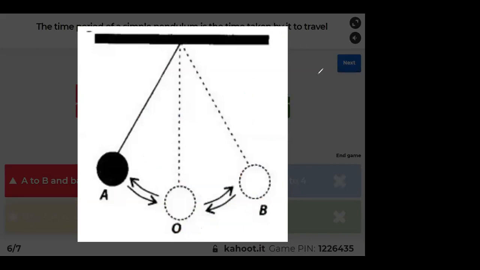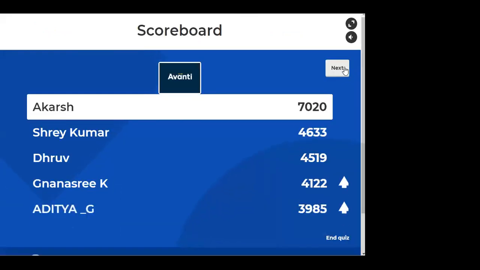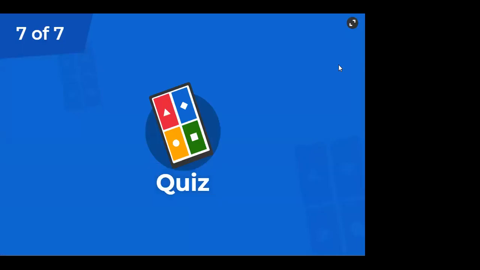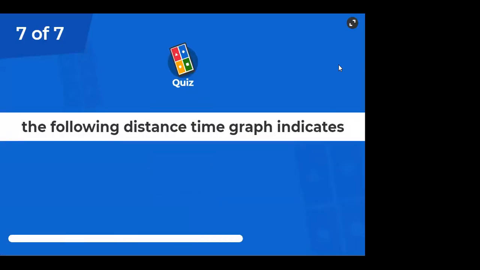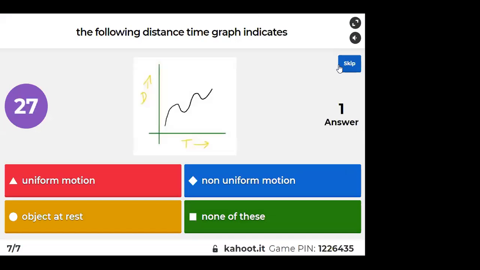ठीक है? Right? Now last question, guys. Last question of this Kahoot. This is the last question of this Kahoot. The following distance graph represents, again, we already discussed this.